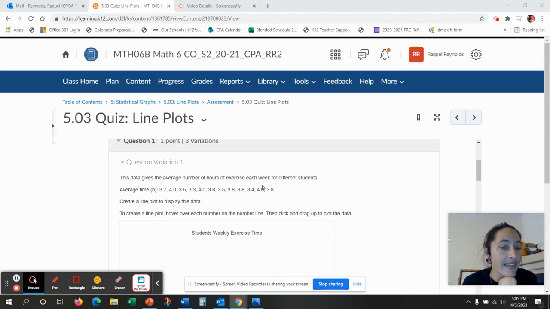Quiz 503, line plots. Line plots are a form of visual displays of data. And look at this. Here's all our data: number of hours of exercise each week for different students. So, 3 and 7/10, 4 hours, 3.5 hours, 3 and 3/10 of an hour, 4, 3 and 8/10, 3 and 5/10, 3. This is like a bunch of numbers. So one way to organize it would be to first put them all in numerical order.